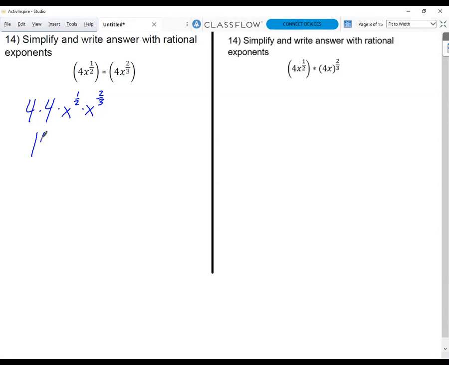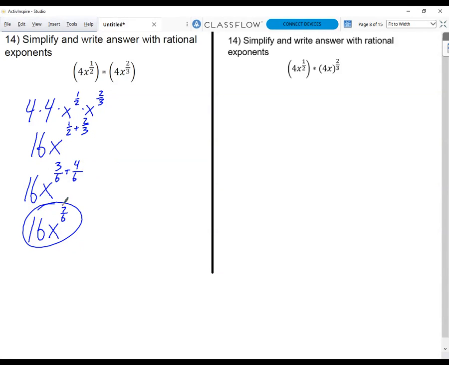4 times 4 is 16. When you multiply variables, you add the exponents, so it's x to the 1/2 plus 2/3. And this is 16x. We have to find a common denominator, which is going to be 6. 1/2 is 3/6, 2/3 is 4/6. So we have 16x to the 7 over 6. And that one would be done.